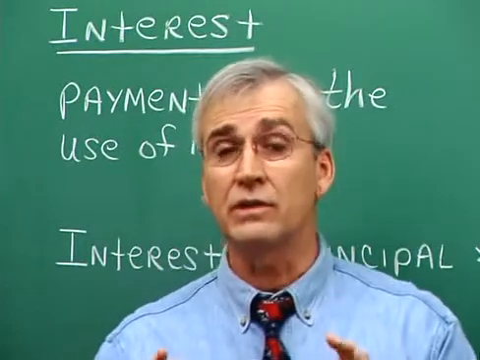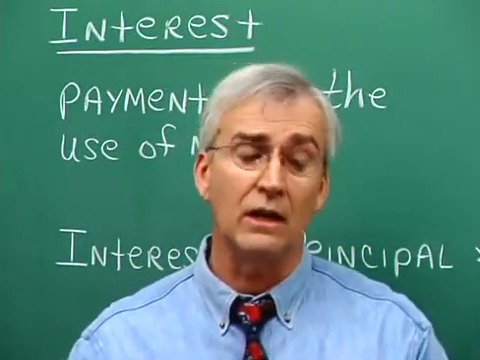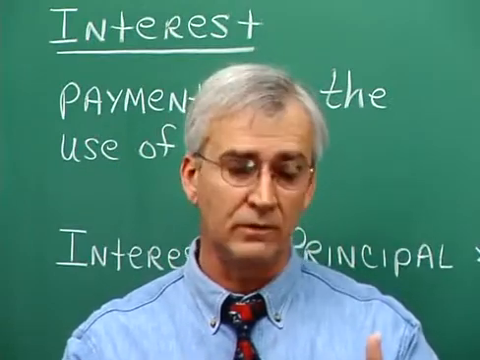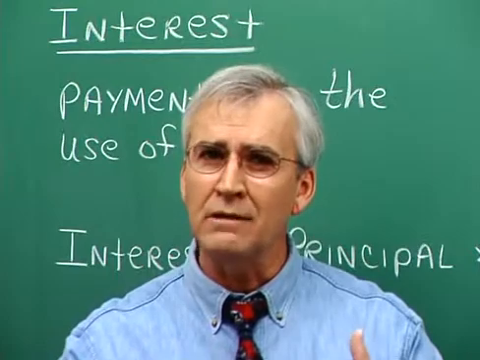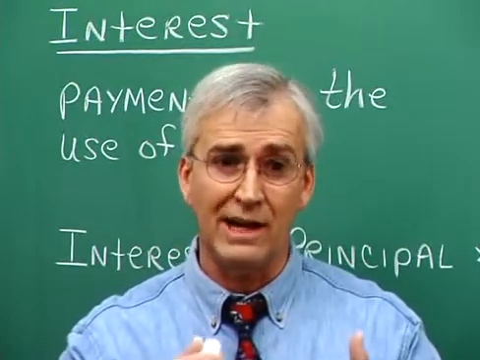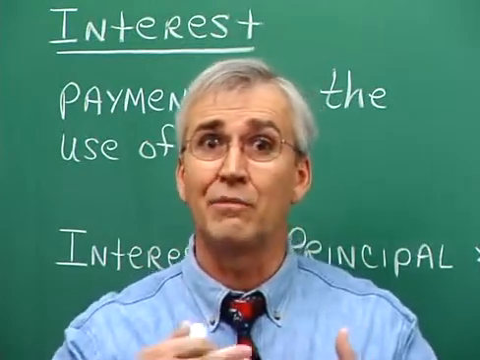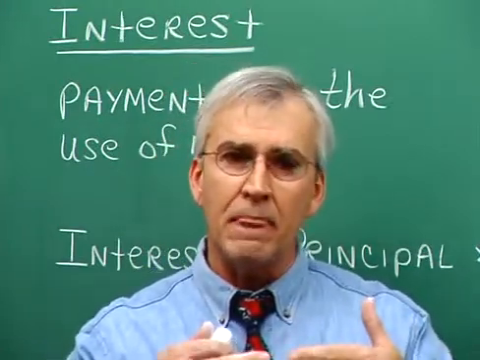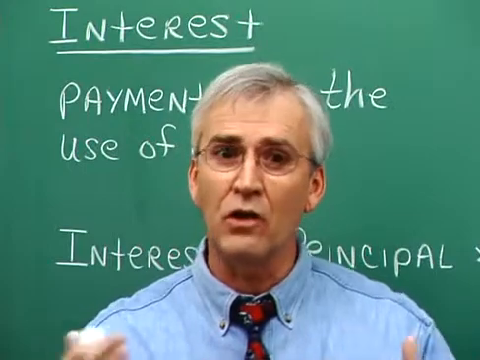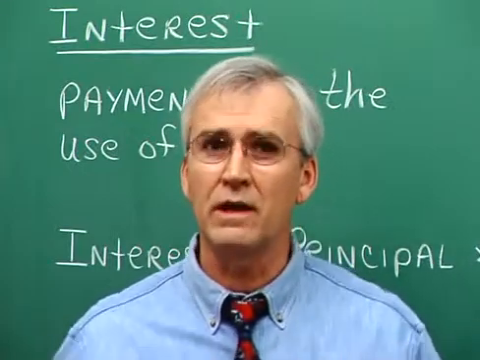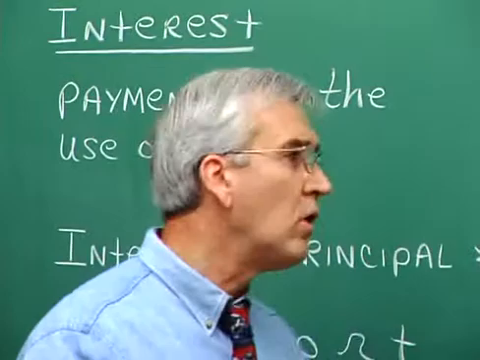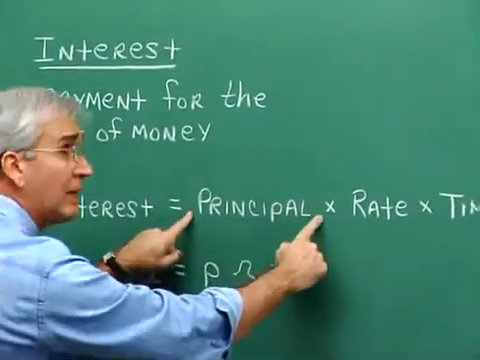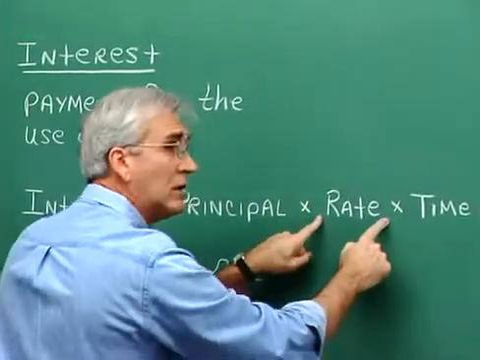Now, the amount of interest is calculated according to the amount of money borrowed, which is called the principal, the interest rate, which is a percent, and it's some percent of the principal. You see, it's a percent based upon the amount of money borrowed. And time. You see how long. The longer you borrow the money for, the more the interest. It would make sense. All right, so the situation is that interest is calculated as principal, the amount of money borrowed, times rate times time.